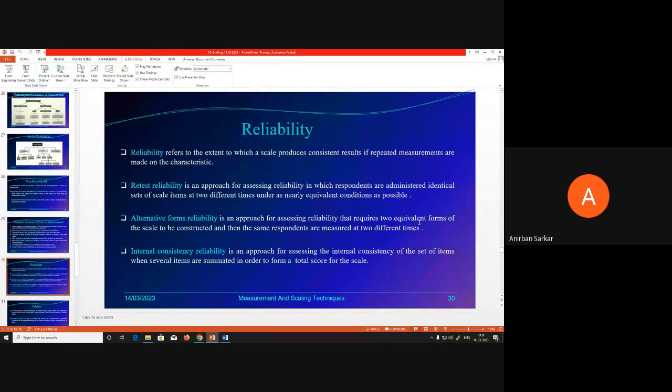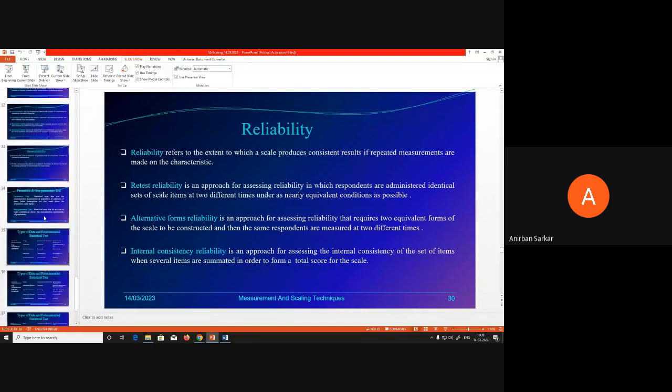Generally, if you split the items into 4 categories, say you have 20 items, you put 1 to 5 as one group, 6 to 10 as the second group, 11 to 15 as the third group, and 16 to 20 as the other group, and you calculate the split halves, four splits. And if the results of these 4 are highly correlated, you may say that there is internal consistency reliability.